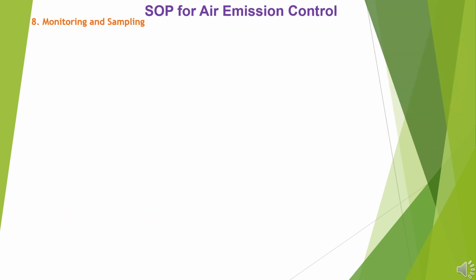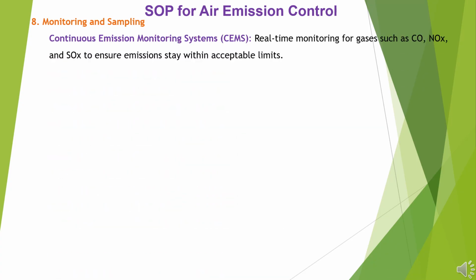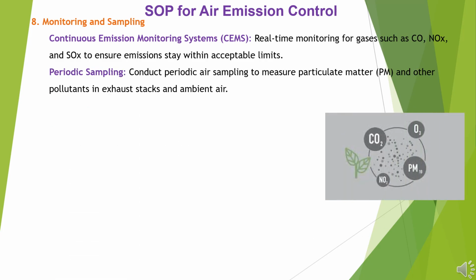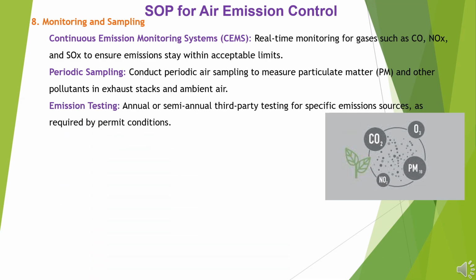8. Monitoring and sampling. Continuous emission monitoring systems, CEMS: real-time monitoring for gases such as CO, NOx, and SOx to ensure emissions stay within acceptable limits. Periodic sampling: conduct periodic air sampling to measure particulate matter, PM, and other pollutants in exhaust stacks and ambient air. Emission testing: annual or semi-annual third-party testing for specific emission sources, as required by permit conditions.